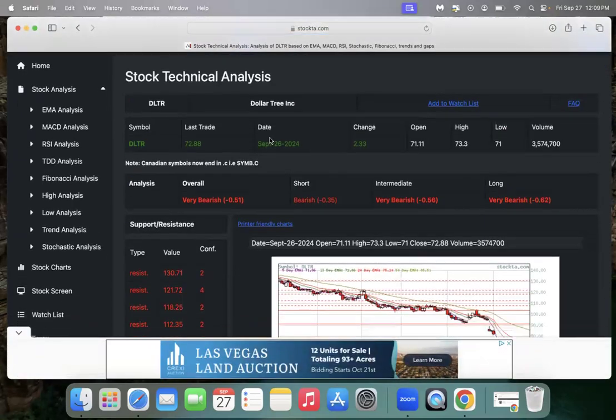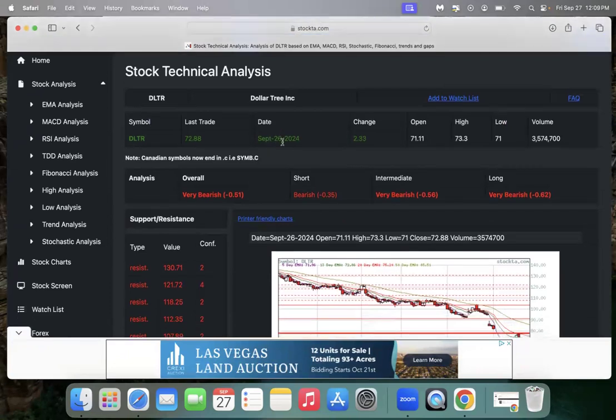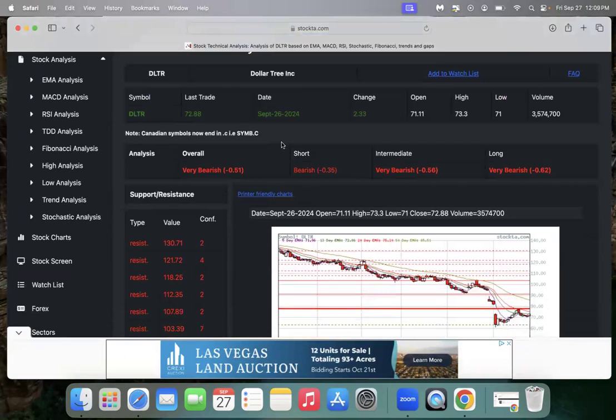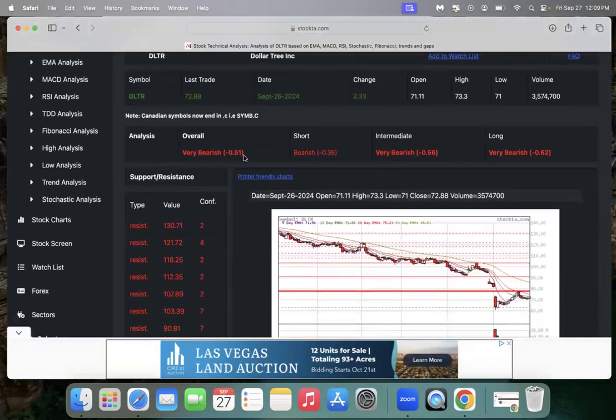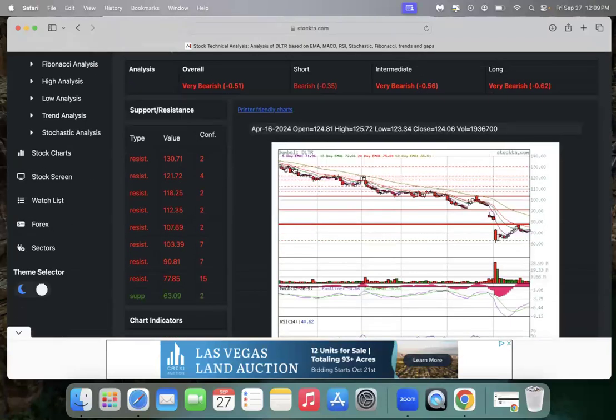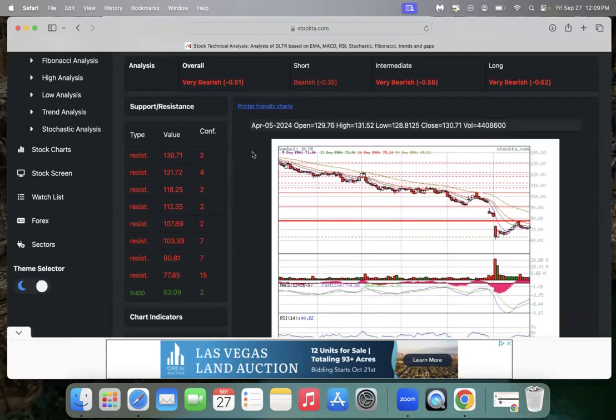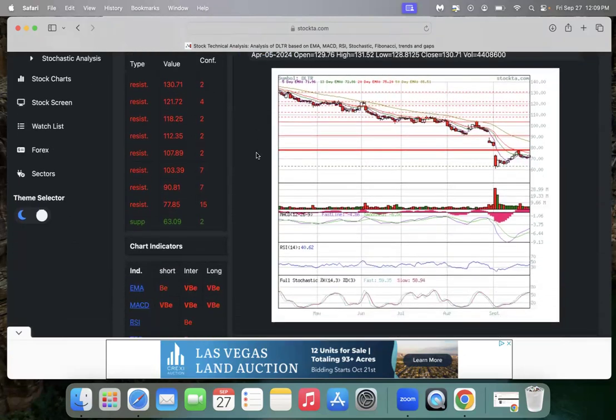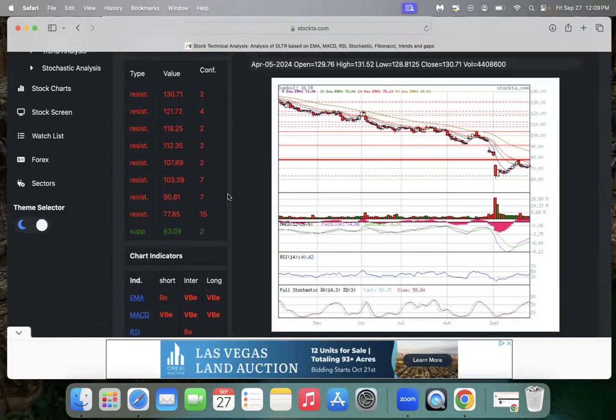Dollar Tree. That is a stock that has been struggling with inflation and margins getting compressed. A lot of stuff they can't sell for $1 anymore and make a profit, unfortunately. So overall, very bearish, short-term bearish, intermediate, and long-term very bearish. If you look at that chart, man, that was a long, looks like it was above 115, not too long ago, the start of this year.